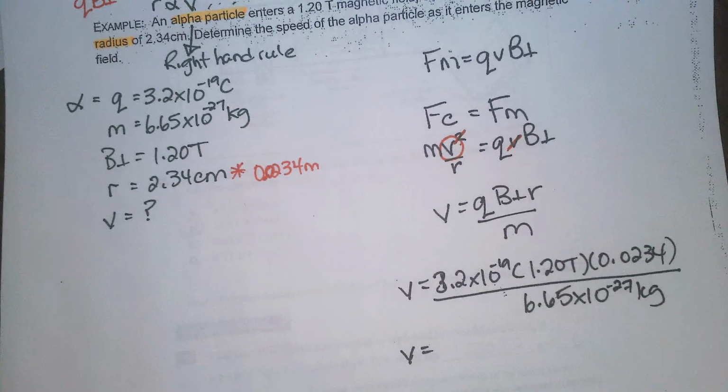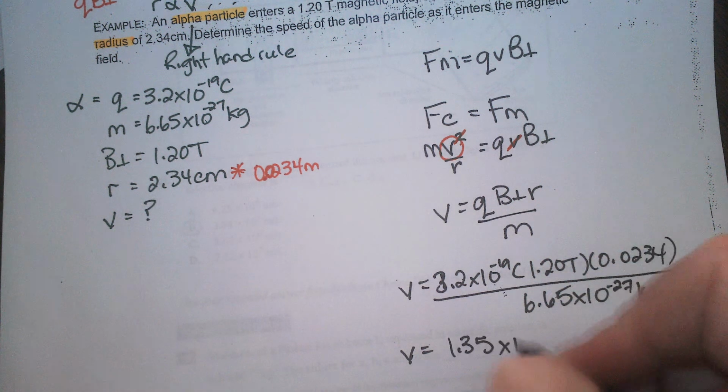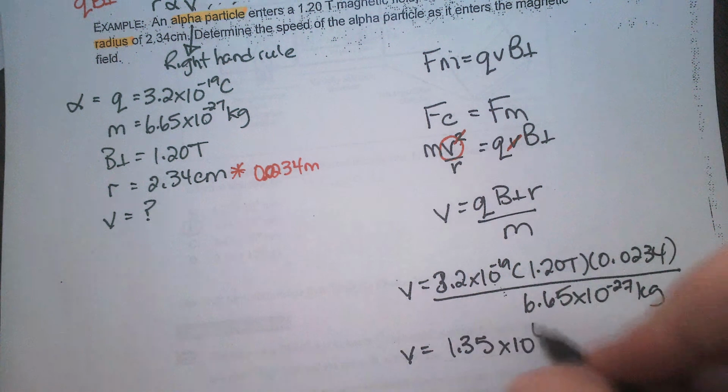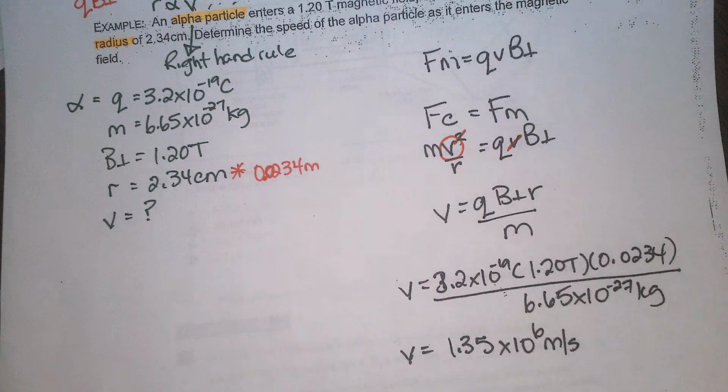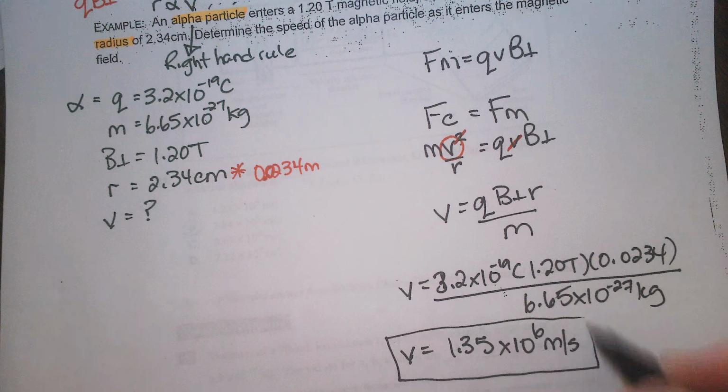So what do we get for a value? Okay, do we need a direction? No, because why? Because it's speed, so it's magnitude only. We don't need a direction. Okay.